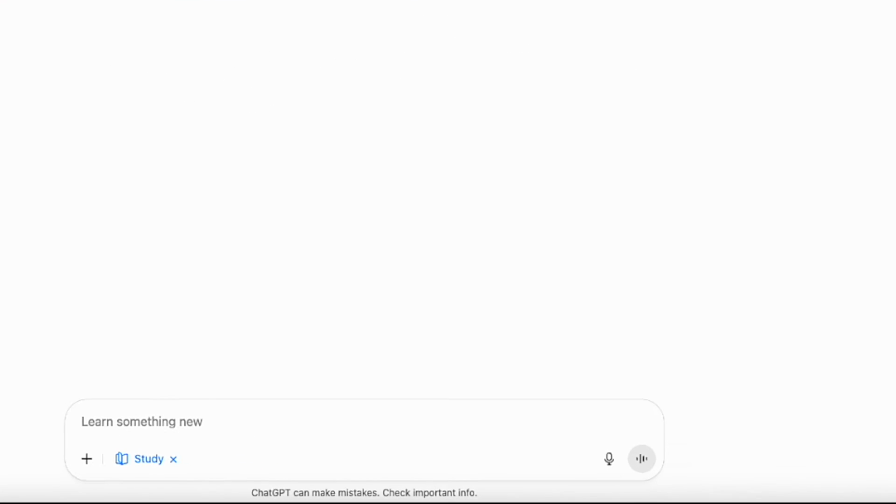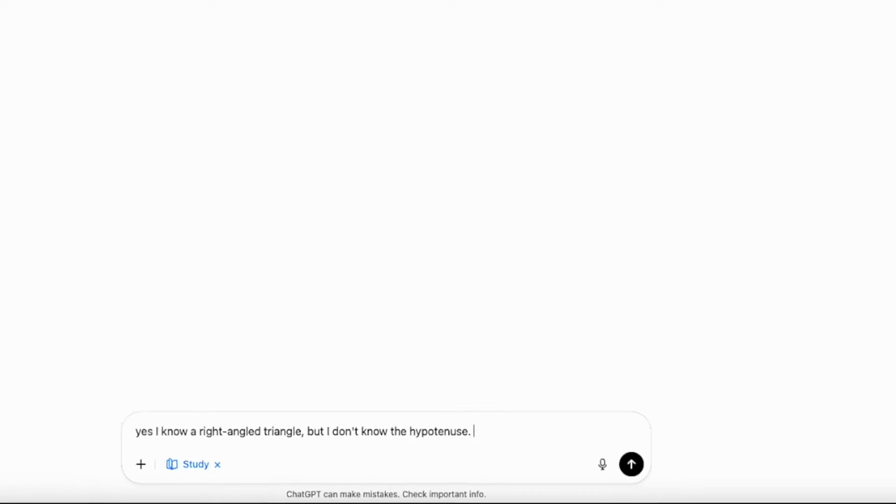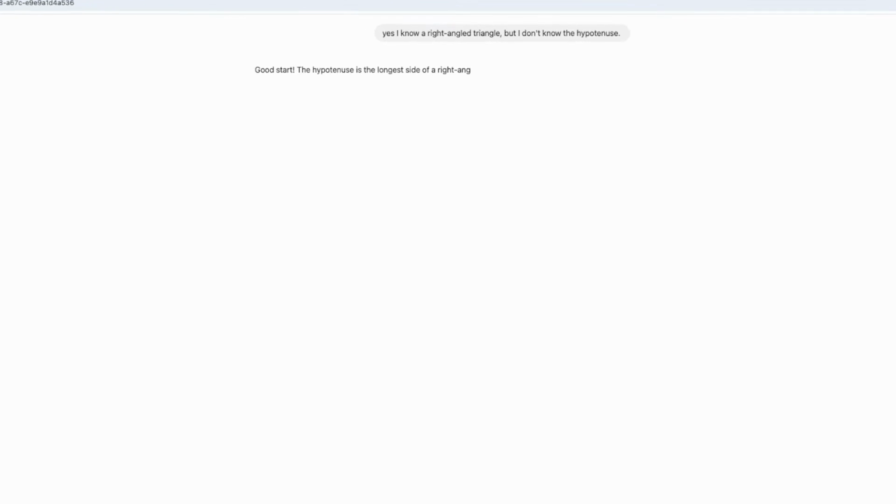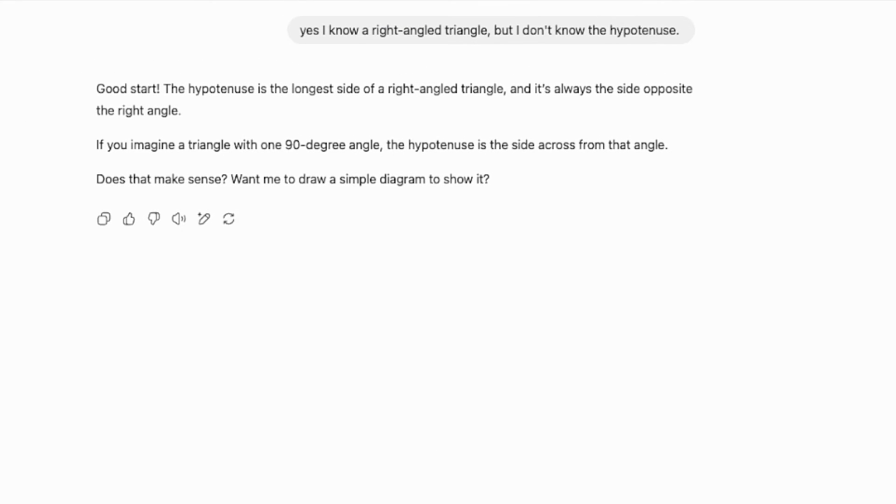So I'm going to say, yes, I know a right angle triangle, but I don't know the hypotenuse, right? Of course I know it's the longest side of the triangle, but let's see what happens. Okay, so good start. The hypotenuse is the longest side of the right angle triangle, and it's always the side opposite the right angle. Now, if you imagine a triangle with a 90 degree angle, the hypotenuse is the side across the angle.